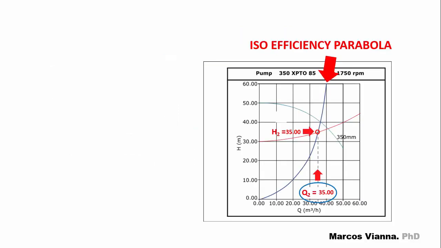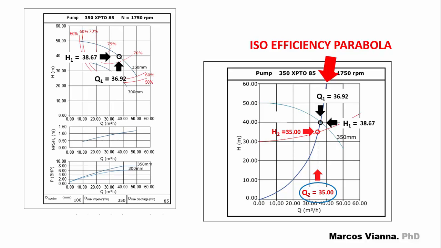In order to find the velocity that we need, we found this parabola, known as the isoefficiency parabola, which passes through the desired operation point and intercepts the original pump curve at that point. We used the subscript 1 for this point. The subscript 2 was used for the operating point. Now we bring the point Q1, H1 to the pump chart.